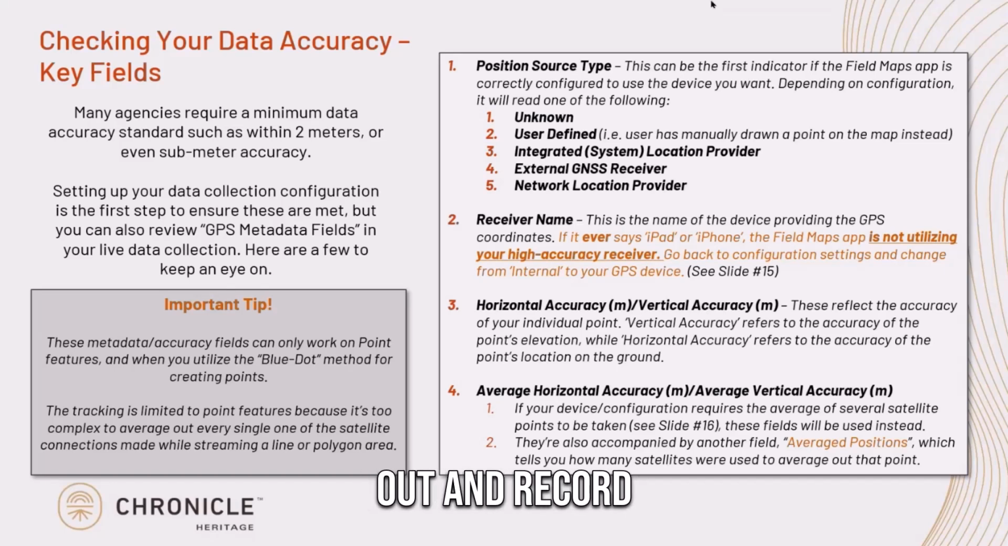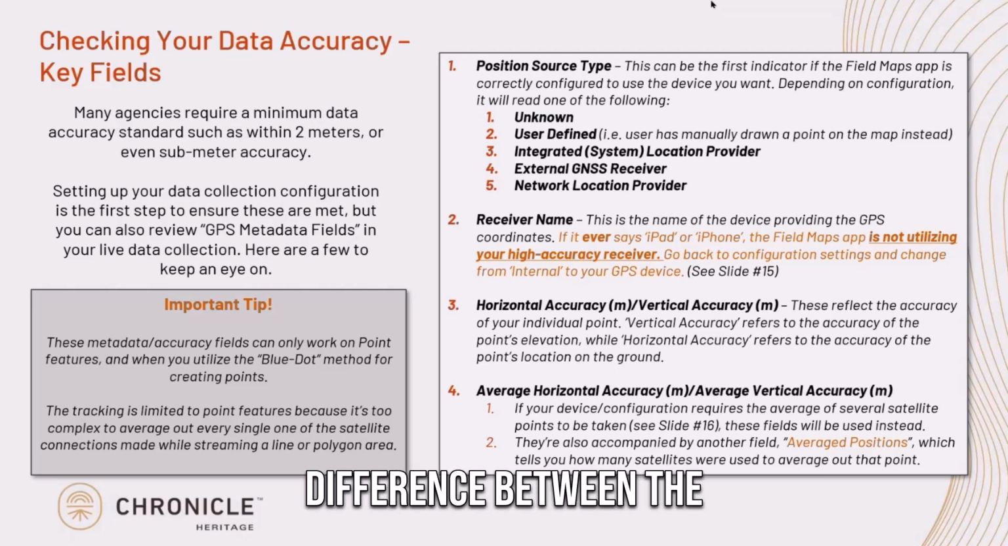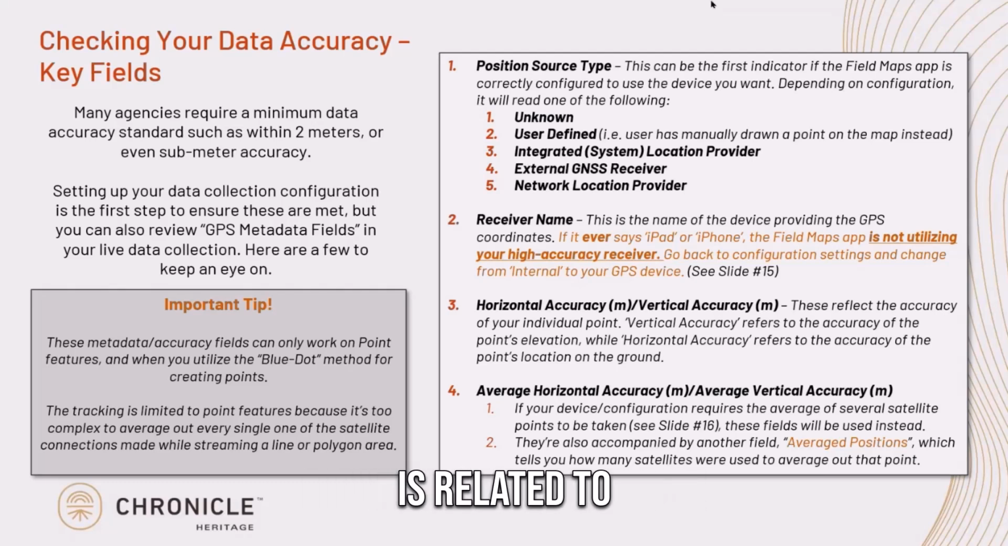And going back to our configuration settings, how many satellites you must have before it takes a point. By looking at this averaged positions field, you can see what's being met. Say you're like, hey, I don't want an averaged point with anything less than 5 satellites. You could see if it's taking 5 or if it's 6, 7, 8 to get a better confidence in accuracy from that GPS averaging system.